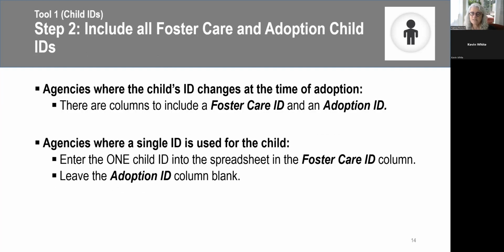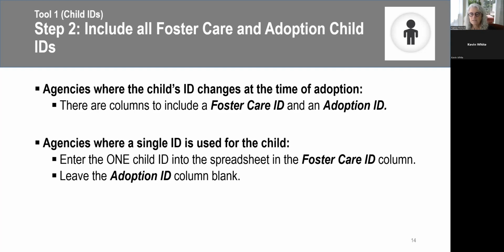The title of this slide is Step 2, include all foster care and adoption child IDs. This will differ by agency. Some child welfare agencies create an adoption ID when a child is adopted and retire the child's foster care ID. Then if a child re-enters foster care after adoption, some agencies use their foster care ID, while others use their adoption ID. Some child welfare agencies do not change child IDs at the time of adoption or guardianship. This is usually the case for guardianship and why we focus primarily on adoptions when talking about changing IDs.